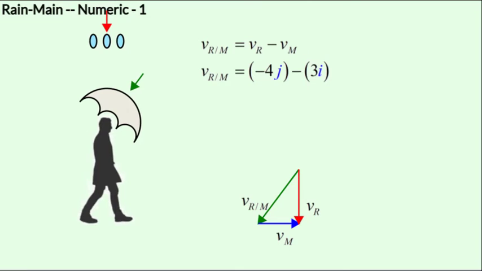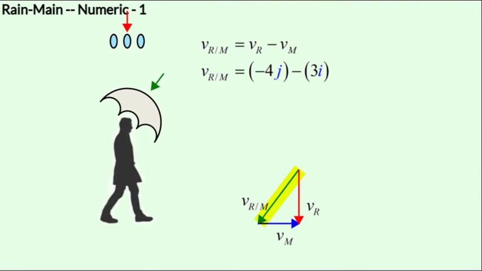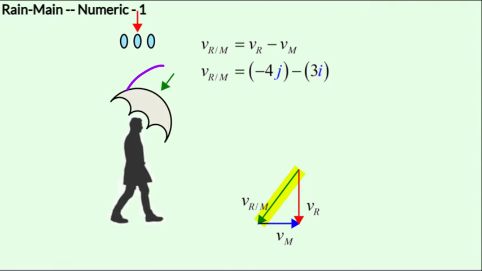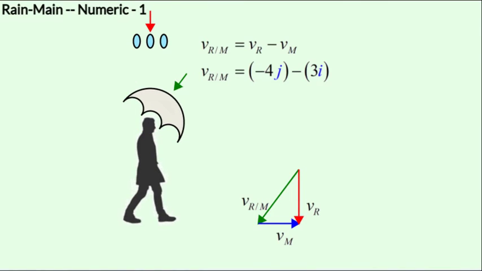The vector VR with respect to M is the vector that tells us the speed and direction of the rain as it strikes the moving person. So in terms of vectors, if we are to find the velocity VR with respect to M, then it is the velocity VR minus the velocity Vm. In vector notation, the velocity of the rain with respect to the moving man is minus 3i minus 4j. So it will point into the third quadrant as shown by the green vector.